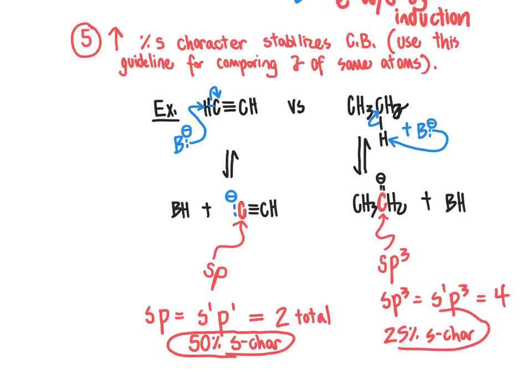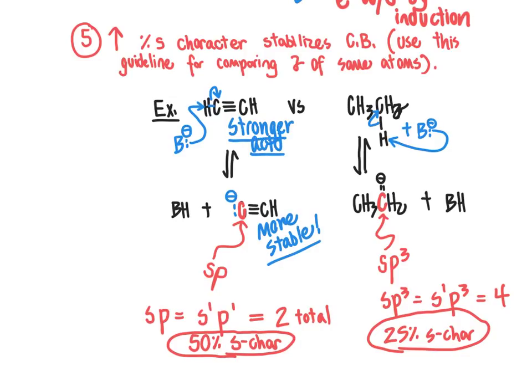So a higher percent S character corresponds to a more stable conjugate base, and therefore our deprotonated alkyne is going to be the more stable of the 2 conjugate bases. And so, since it's the more stable of the 2 conjugate bases, it has to correspond back to the stronger acid starting material. So our stronger acid is certainly going to be our alkyne.